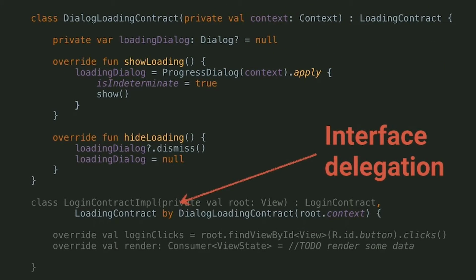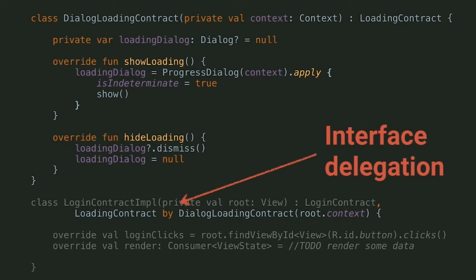And then the final piece that does the actual magic and puts everything together is the interface delegation. In Kotlin, you do interface delegation by using the keyword by. So, as we saw before, the login contract contains both its own contract and the loading contract. When we implement it, we can say that a subpart of that contract, represented by the loading contract, is delegated to a specific implementation. In this case, it's an instance of this dialog loading contract.